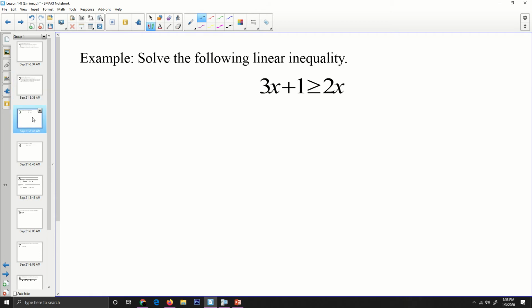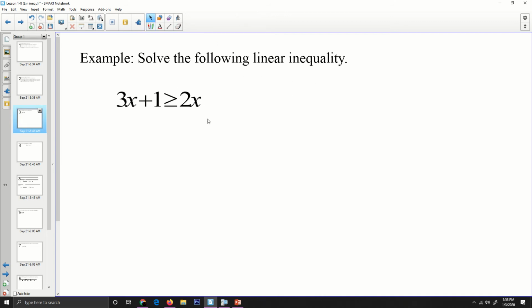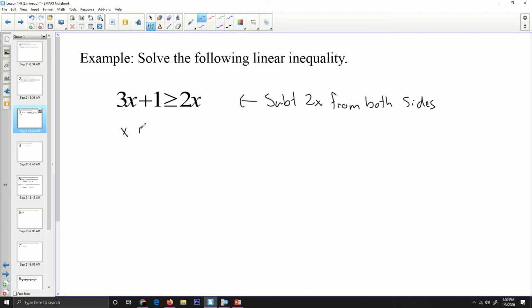Let's talk about that. So the first thing we're going to do is solve the linear inequality, and I'm going to follow my regular order of operations when I go to do that. So the first thing I'm going to do is bring the 2x to the other side. So subtract 2x from both sides. And that'll give us just 1x. So 3x minus 2x is 1x, plus 1 is greater than or equal to 0.